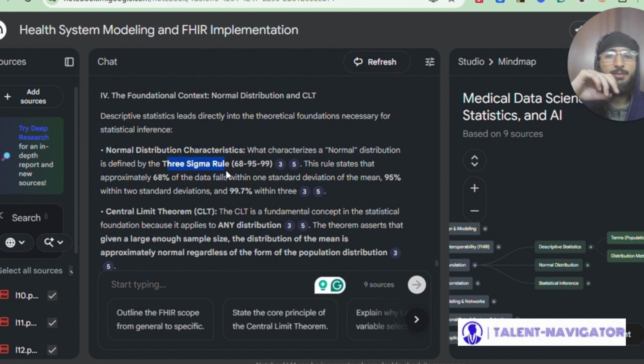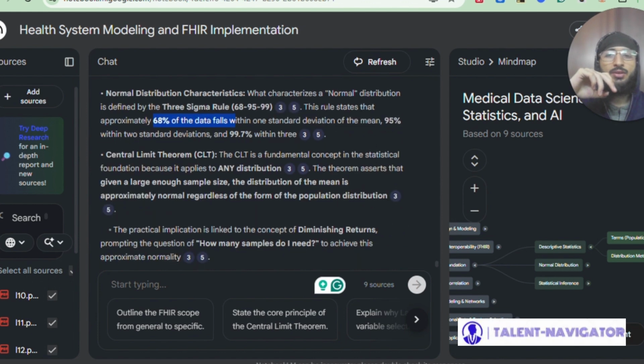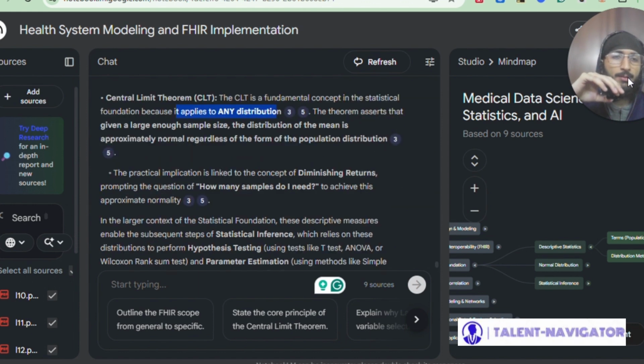Basically, we have the 3 sigma rule, 68, 95, 99.7, which states that approximately 68% of the data falls within one standard deviation of the mean, 95% of the data falls within two standard deviations, and 99.7% within three standard deviations. Then we have the central limit theorem, which is a fundamental concept because it applies to any distribution. It asserts that given a large enough sample size, the distribution of the mean is approximately normal, regardless of the form of the population distribution. Right. So that's about it.